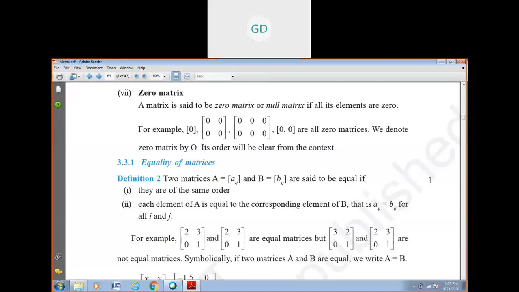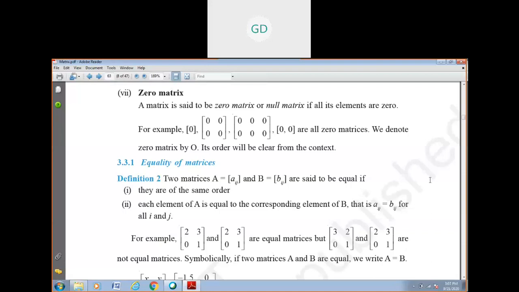So the dimensions of the matrices are different. That means it is not mandatory to be the same, and unlike a square matrix, it is not necessary to be square. The number of rows and number of columns might be anything. So simply one and only one condition is there, that all the elements of the matrix must be 0.